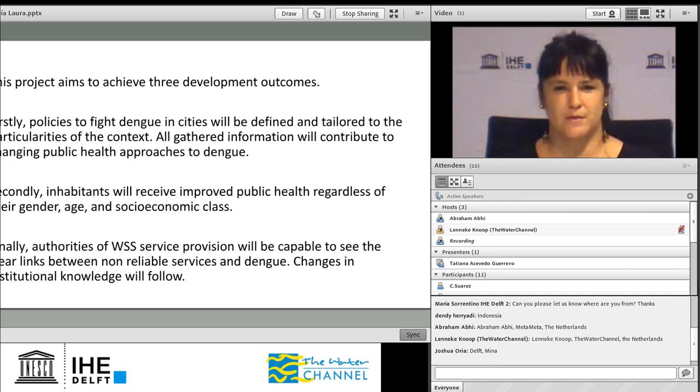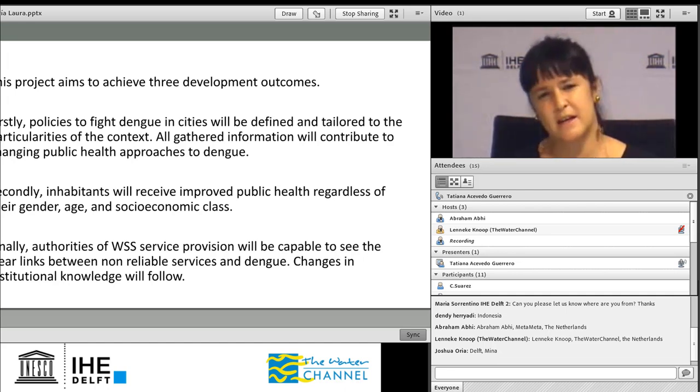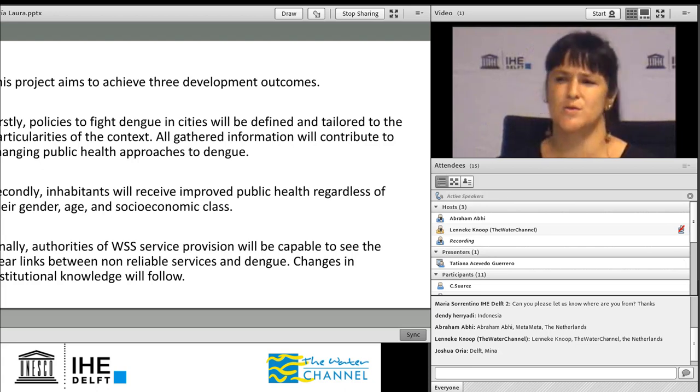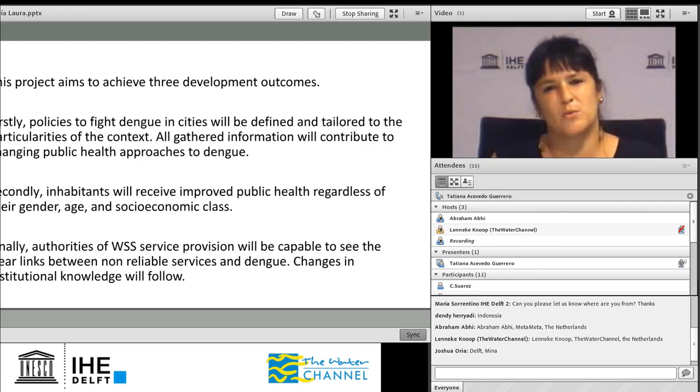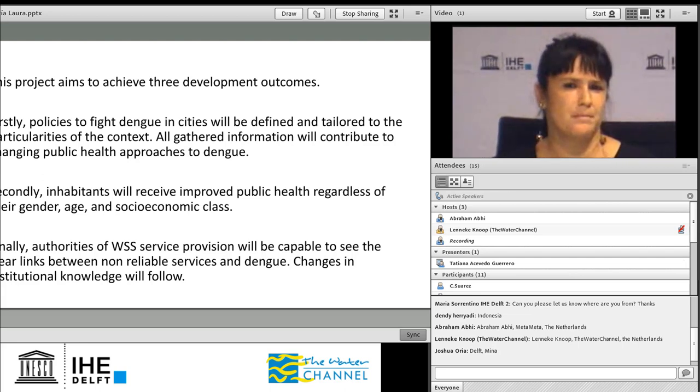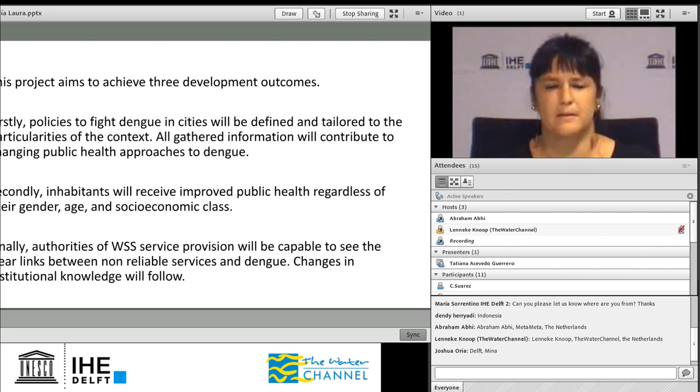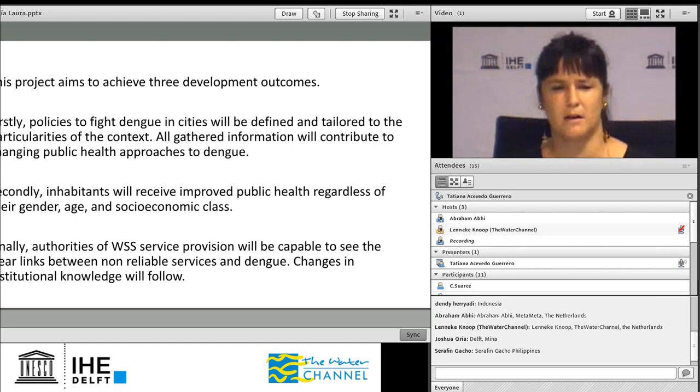there are, of course, development outcomes. If you're going to study dengue, some scholars say you need not just to study it, but also to be pragmatic and talk about what can work or what cannot work, what is perhaps fair to these communities, what they will be more prone to accept or to follow. So firstly, we will try to communicate our findings with people that design policies to fight dengue in cities, so that it can be more tailored to the context. All gathered information will contribute to changing public health approaches, perhaps, to dengue.